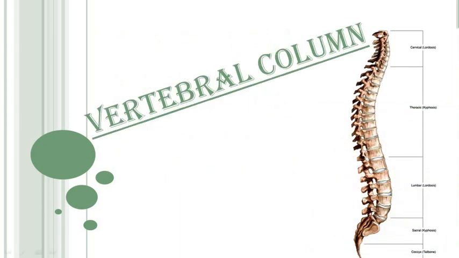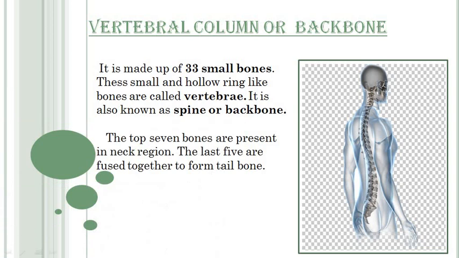The next part of the skeletal system is the vertebral column. This vertebral column is present in our back. As you can see in the picture, you will understand the location of this vertebral column or backbone in our body. It is not a single bone. It is made up of 33 small bones. These small bones are hollow or ring-like, meaning they have space in them. Each bone in this backbone is known as a vertebra.